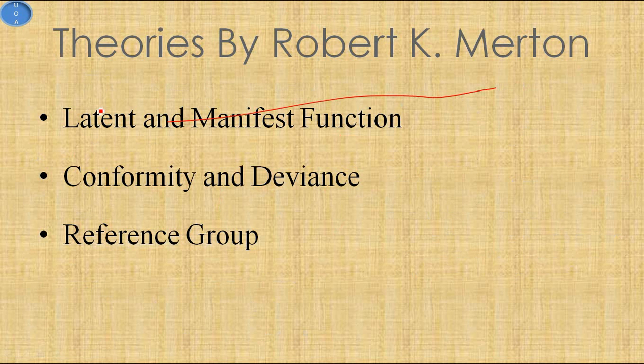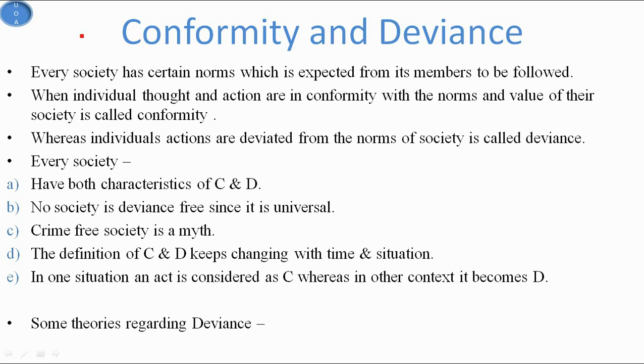So friends, in this video we are going to cover the theories by Robert K. Merton, and we have already covered latent and manifest function and the reference group. In this video we are going to cover conformity and deviance.